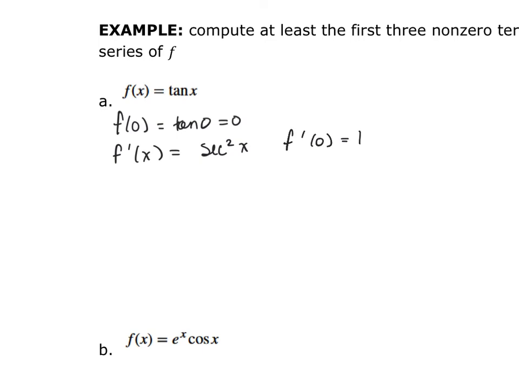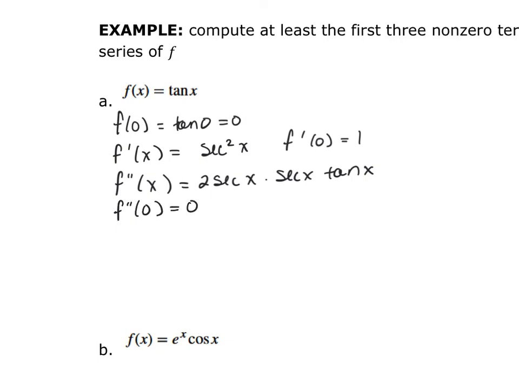Then I'm going to look at my second derivative. My second derivative is going to be 2 secant of x times the derivative of secant, which is secant x tangent x. And if we evaluate that at 0, so f double prime of 0 is going to give me 0 for the second derivative.